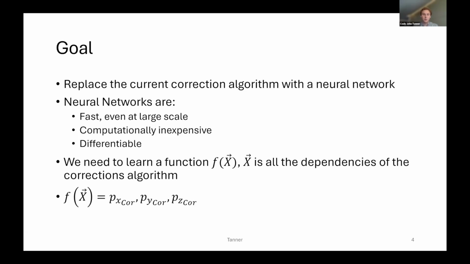So for this project, we are going to be trying to predict the momentum in the x, y, and z directions.